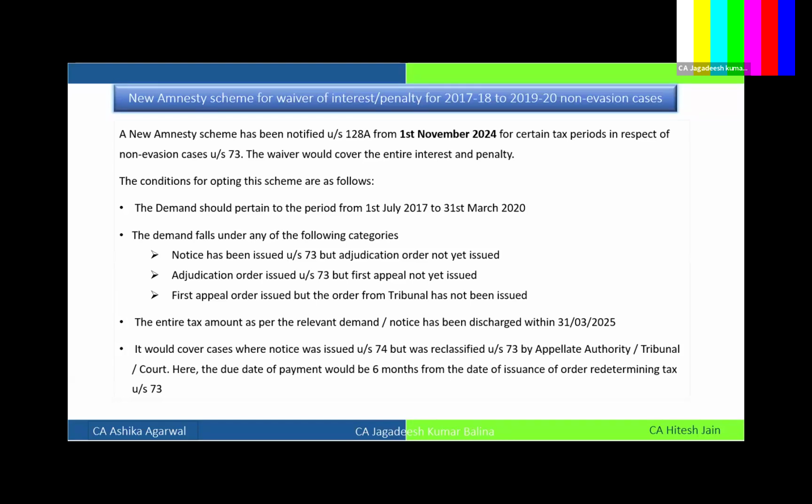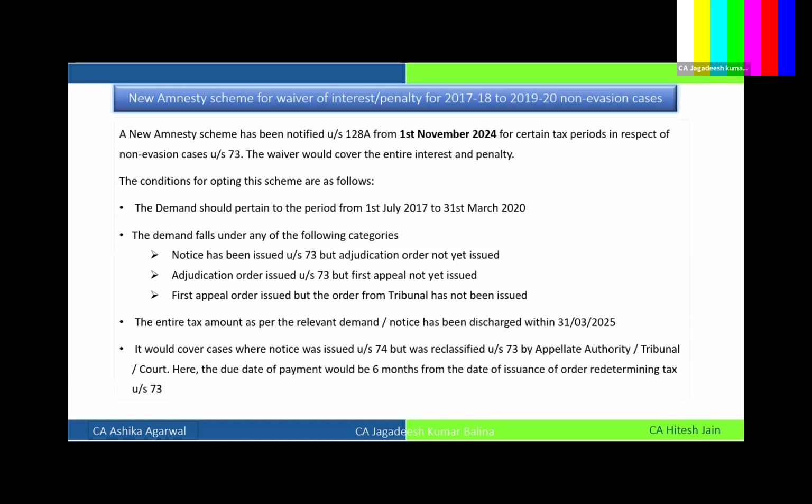So what's this amnesty scheme? Under this amnesty scheme, there will be a waiver of interest and penalty for the initial period of implementation of GST. That is, for the first 3 years, they have given the benefit of relaxation. That is, for 17-18, 18-19, and 19-20, there will be a conditional waiver of interest and penalty. So it is not blanket, they will not straight away give the waiver of interest and penalty. There will be some conditions that we should meet, then only they will give the waiver. So we'll see what conditions we need to satisfy in order to get benefit under this scheme.